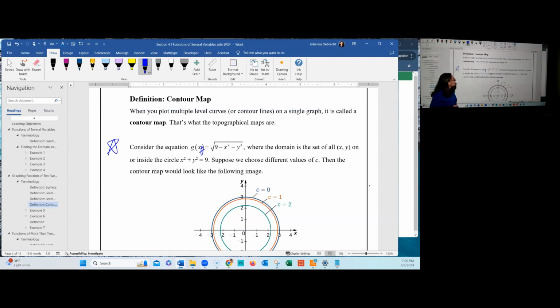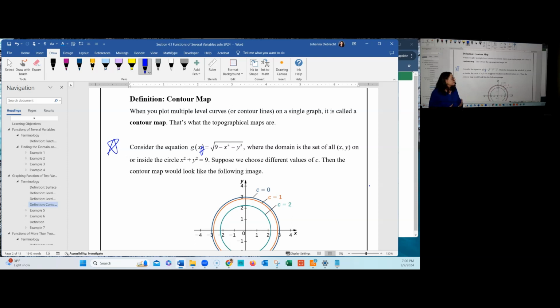G of x, y equals the square root of 9 minus x squared minus y squared. G of x, y represents z. The domain is the set of all x, y that satisfy that equation. This would be all of the points that are on the circle x squared plus y squared equals 9, or inside that circle of radius 3.